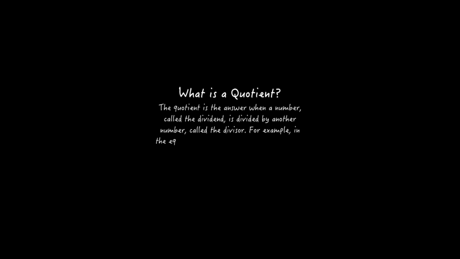What is a quotient? The quotient is the answer when a number, called a dividend, is divided by another number, called a divisor. For example, in the equation, 8 divided by 4 equals 2, 2 is the quotient, 8 is the dividend, and 4 is the divisor.